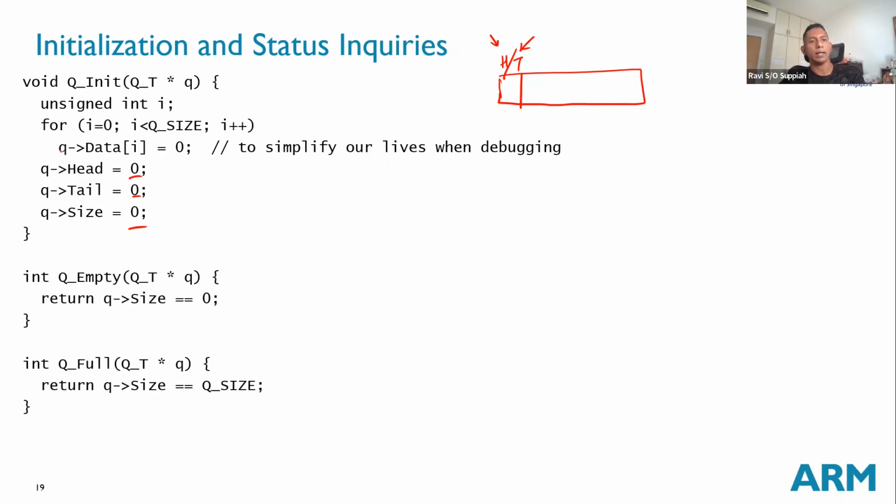And here what they've done is they have just cleared all the initial data to 0. So I make sure that all the initial data in the queue is 0, so there is no random value inside.